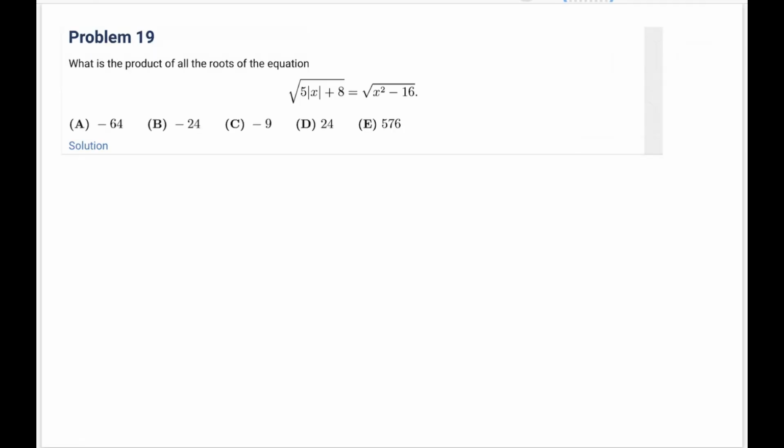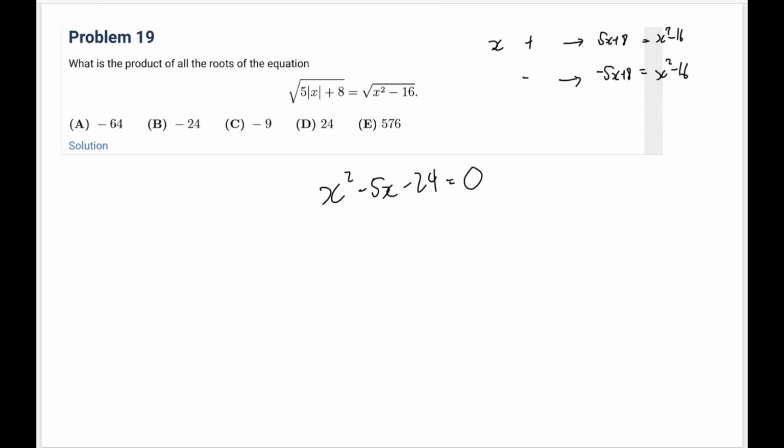Okay, so problem 19. What is the product of all of the roots of the equation root 5 absolute value of x plus 8 equals root x squared minus 16? So x can be positive or negative, and if x is positive, then this would be 5x plus 8 equals x squared minus 16, and if it's negative, then it's minus 5x plus 8 equals x squared minus 16, right? So let's go with both cases. x squared minus 5x minus 24 equals 0. Then this will get 8 and 3, right? So this would become x equals 8 or minus 3.